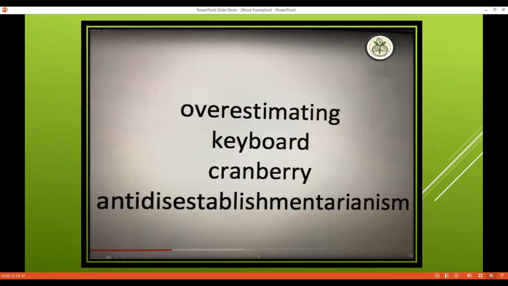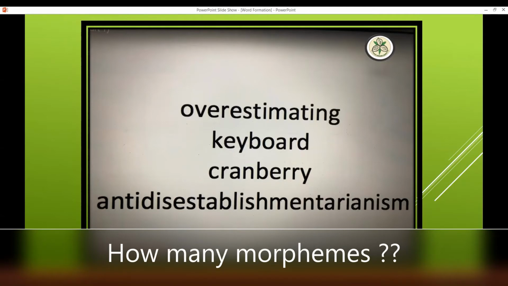So let's do some more practice here. Take a look at the words on your screen and try to determine how many morphemes are present in each of these words. While you're working, you want to pause the video and take as much time as you need. Again, try to figure out how many morphemes are present in these words.